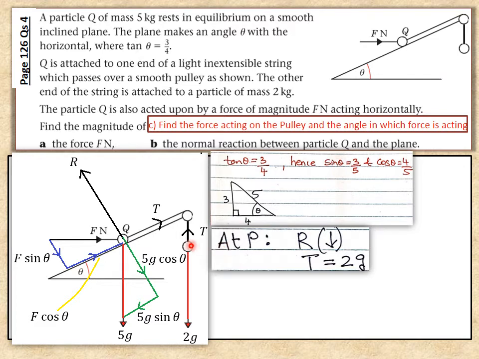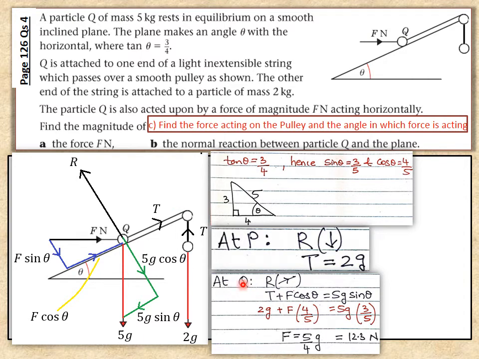Because there are two particles, it's very important that you mention whether you're working at P or at Q. The order does not matter; one can start at Q also. So at P, if I resolve the downward force as positive, this 2G will be equal to T, or T equals 2G, and hence we got the tension. Tension is 2G. Now let us come to Q.